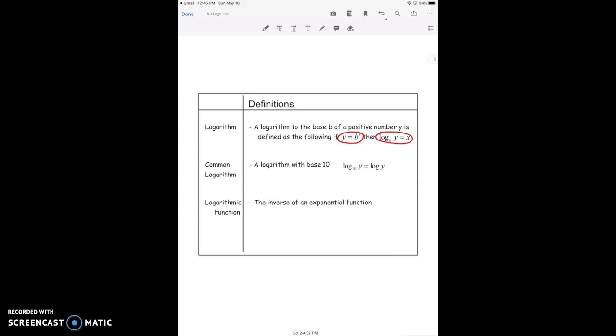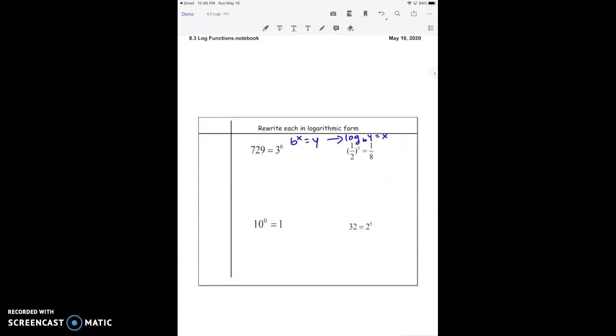Okay, common logarithm, a logarithm with a base 10, so any log that has a base 10, and you can see how it can also be written. We're not going to focus too much on that, but there's that for you. And then, of course, a logarithmic function is the inverse of an exponential function. So again, that's more looking at those two formulas. Again, they're inverses of each other. One undoes the other.